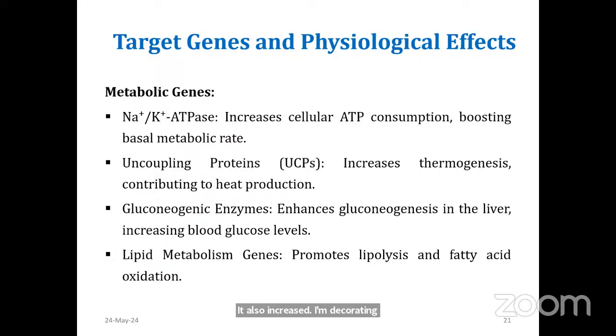They enhance gluconeogenesis in the liver and increase the blood glucose level. Also, the genes promote lipolysis and fatty acid oxidation. So this is mainly due to the activation of the target genes, mainly metabolic genes.